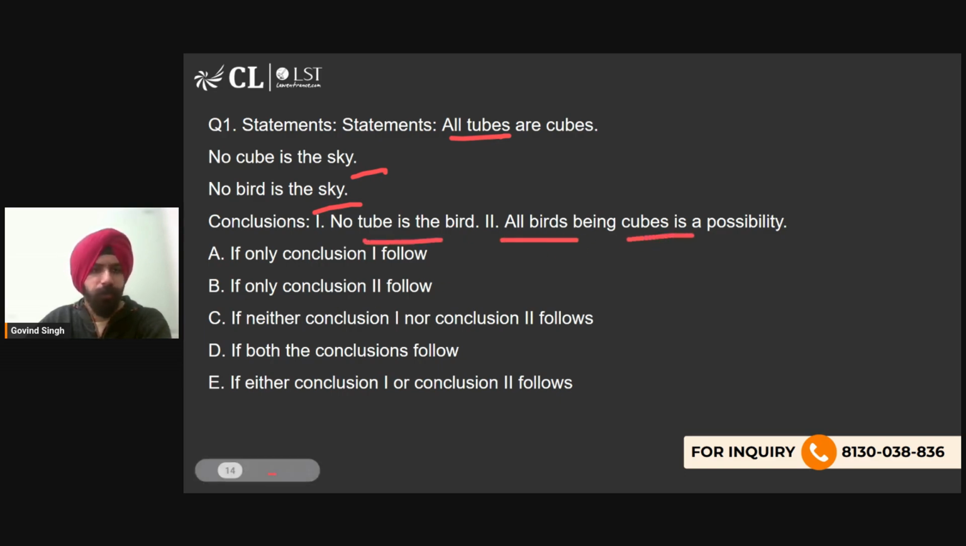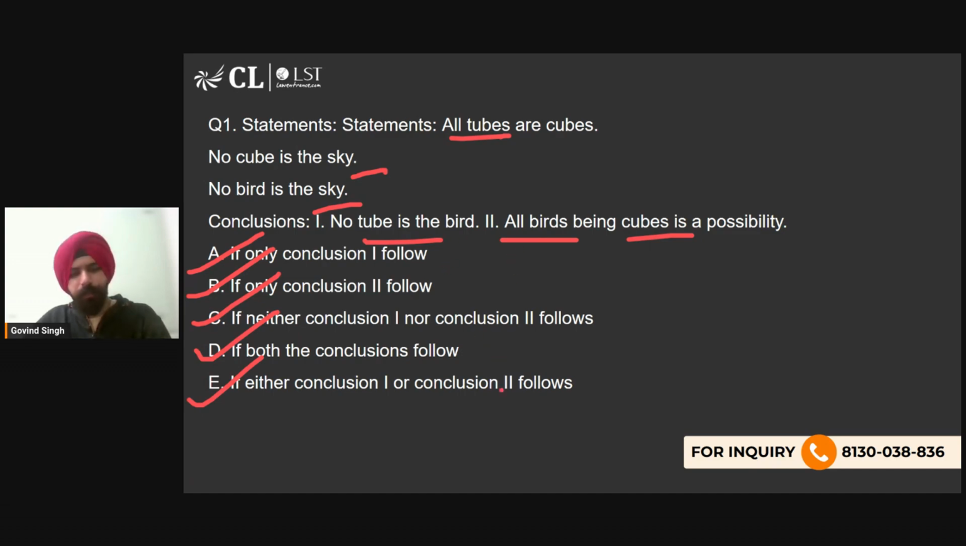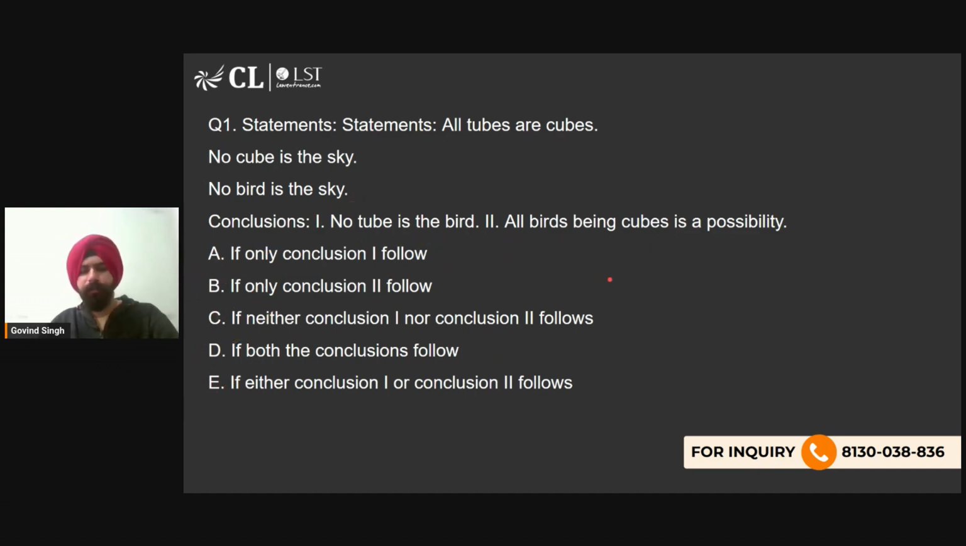And we have 5 options. Only conclusion 1 is true. Only conclusion 2 is true. Neither 1 nor 2 is true. Both 1 and 2 are true. And lastly, either 1 or 2 is true. This is how the pattern is going to be for the next 10 questions as well. Let me solve the first one for you very quickly, and then maybe we can solve them together.